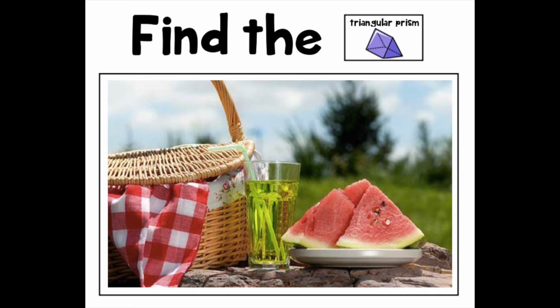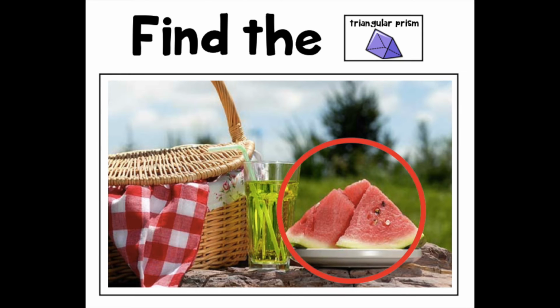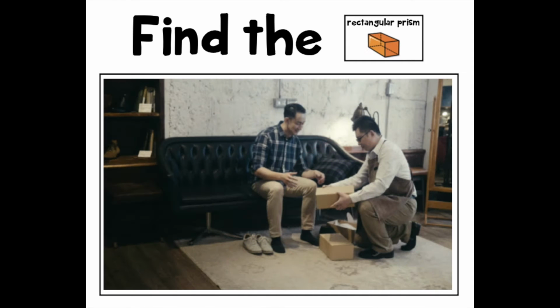Point to an object in this picture that has the shape of a triangular prism. It's the watermelon. It's shaped like a triangular prism. Point to something in this picture that has the shape of a rectangular prism. It's the shoebox. Now that we had a chance to practice 3D shapes together, it's time to test yourself.